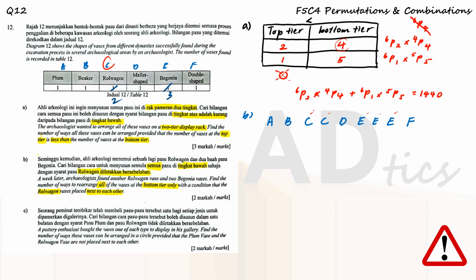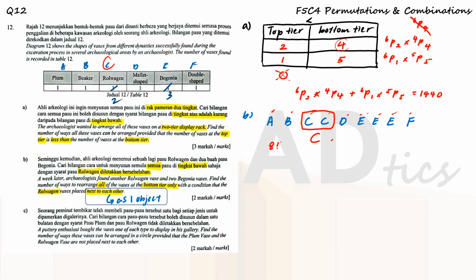So let's group them as one big vase. Here there is only 1 object, not 2. Let's say there's a big mega C here. So if you see next to each other, make sure you group them as 1 object. Now let's assume that we are arranging these letters. Now we have 1, 2, 3, 4, 5, 6, 7, 8, so there will be 8 factorial, but here we have identical letters.